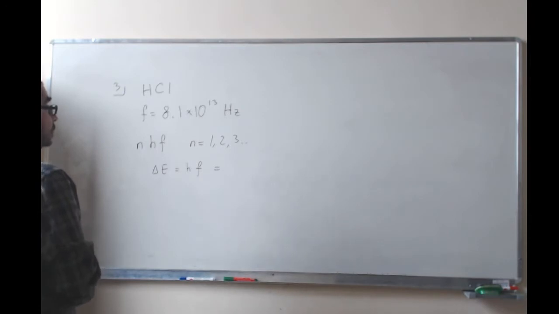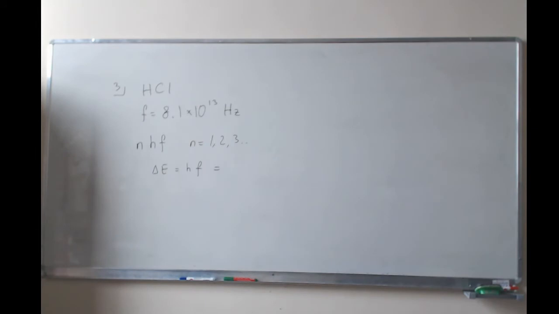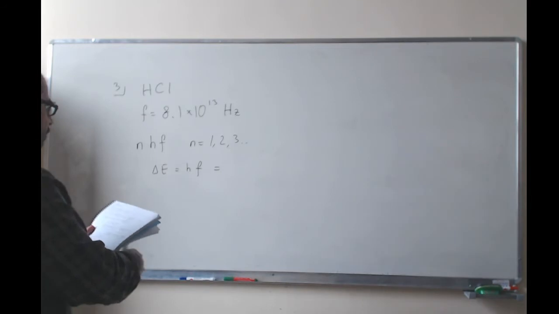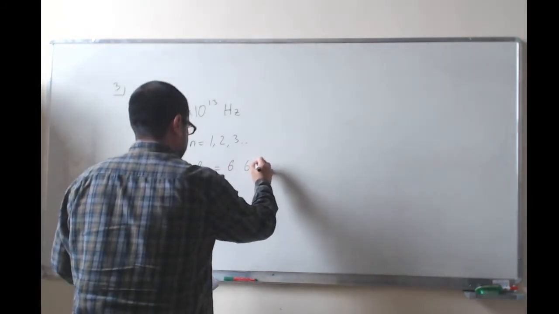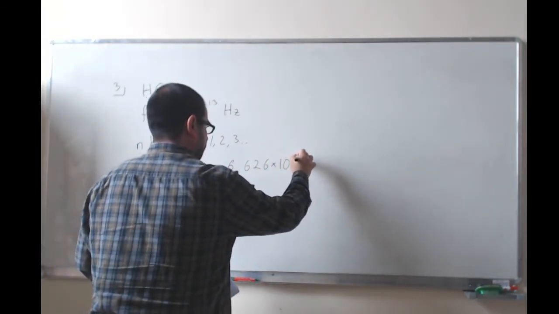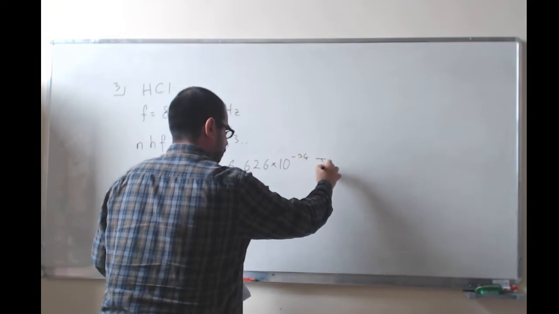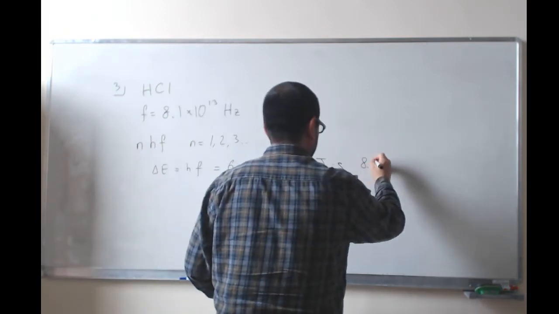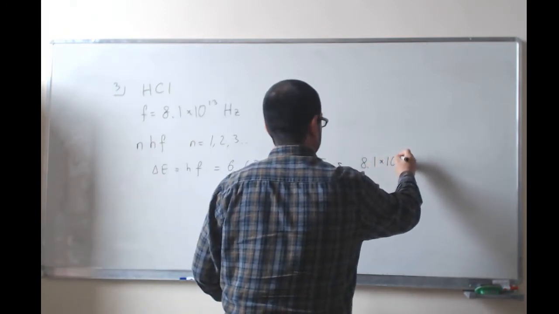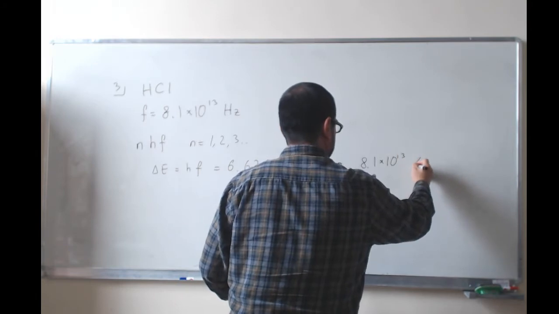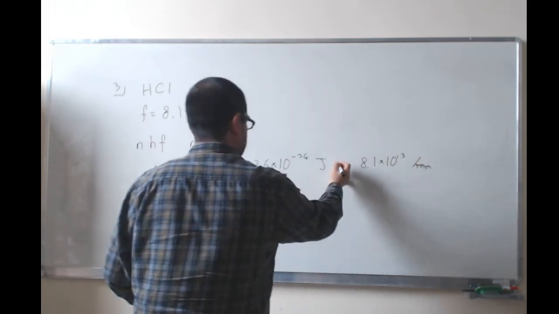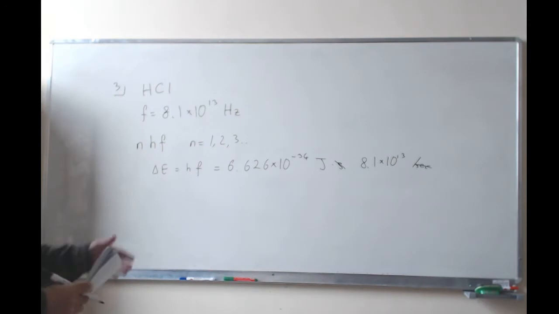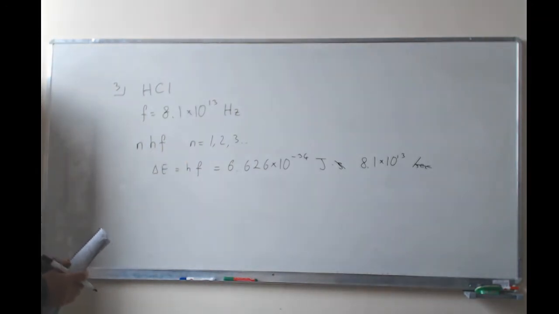We can find this in electron volts or in joules by looking up the value of Planck's constant. So I have this here. It's either 8.626 times 10 to minus 34 joule seconds, times this thing here, 8.1 times 10 to the 13 Hertz, which is just 1 over seconds. Right, so this goes away, and you get the answer in joules. If you use the value in electron volts, then you get your answer in electron volts.